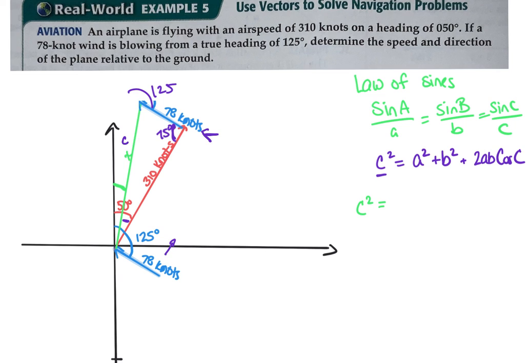I know my A and I know my B because I know my two sides. I know 310 and I know 78, right? And it actually doesn't matter which is A and which is B. It only matters what's C, all right? So I know my 78 and I know my 310, and then this is a minus. I'm going to subtract my 2 times 78 times 310, and then my cosine of 75 degrees.